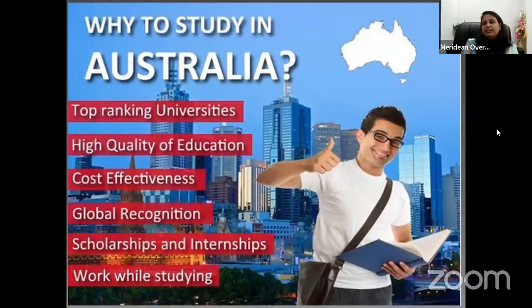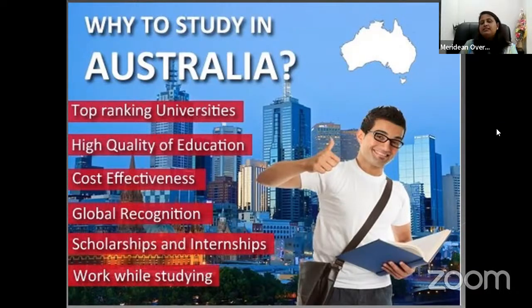Then the most important thing: why study in Australia? First is top-ranked universities. When you search, you will find that top-ranked universities are in Australia. If you talk about QS ranking, THE ranking, or Shanghai ranking, most Australian universities come under the top 100 or top 10, whether area specific, course specific, or overall university performance.